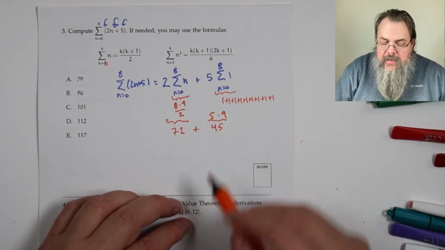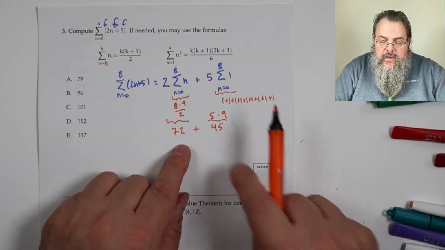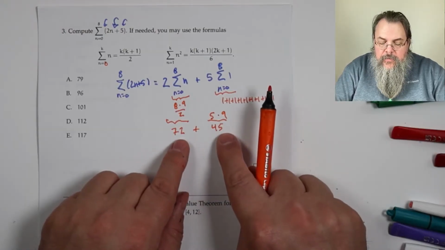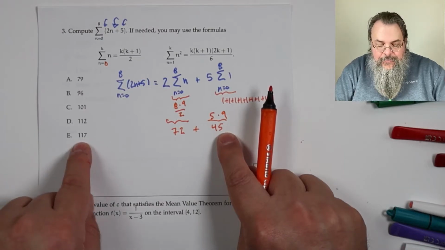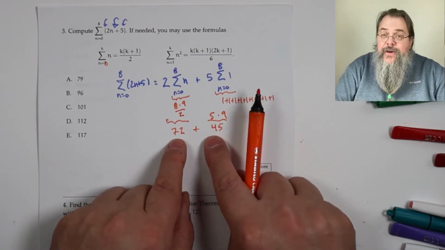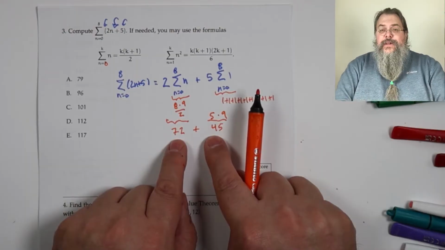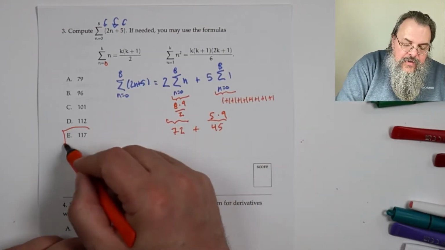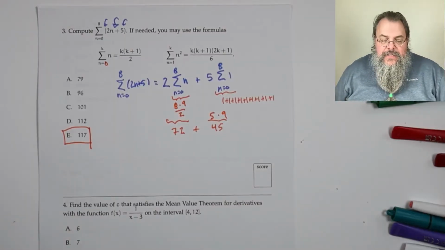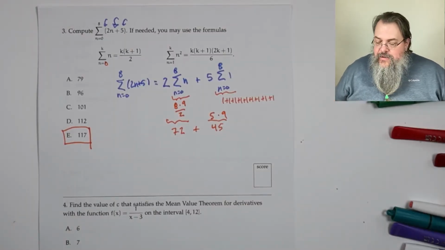So now we need to add the two together. Notice in the ones place we have a 7, and actually that's enough to tell us the answer is E. But if you also add the leading digits, you get 11, which means it should be 117. So there's our answer, 117. Now, I mentioned you can do this other ways.